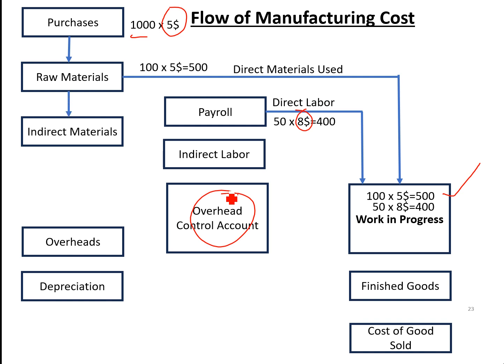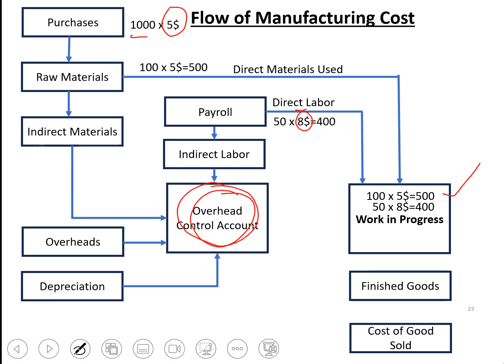Now indirect material will go to overhead control account. So you will debit overhead control account and you will credit your indirect material from the raw material store. When it is indirect labor, that also will go to overhead control account. Again, other overheads will go to overhead control account. For example, depreciation will go to overhead control account. So now all the amounts are in overhead control account.